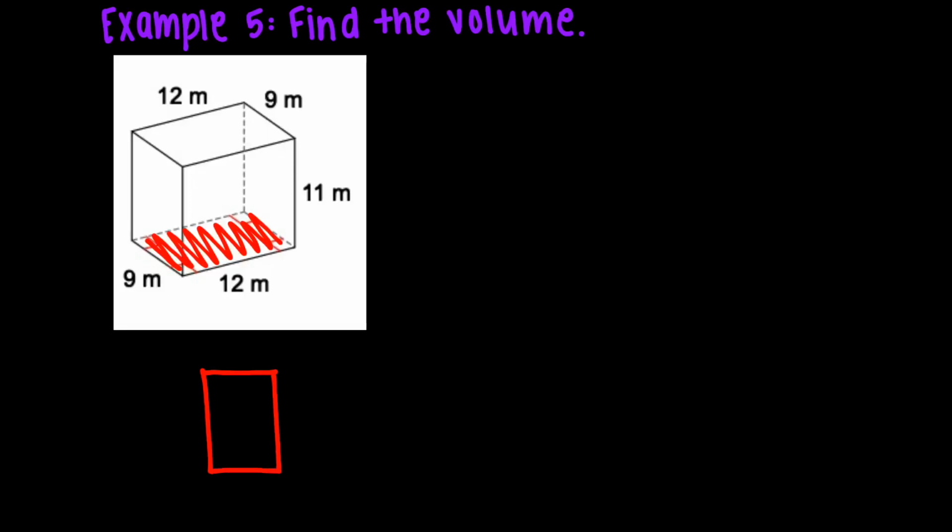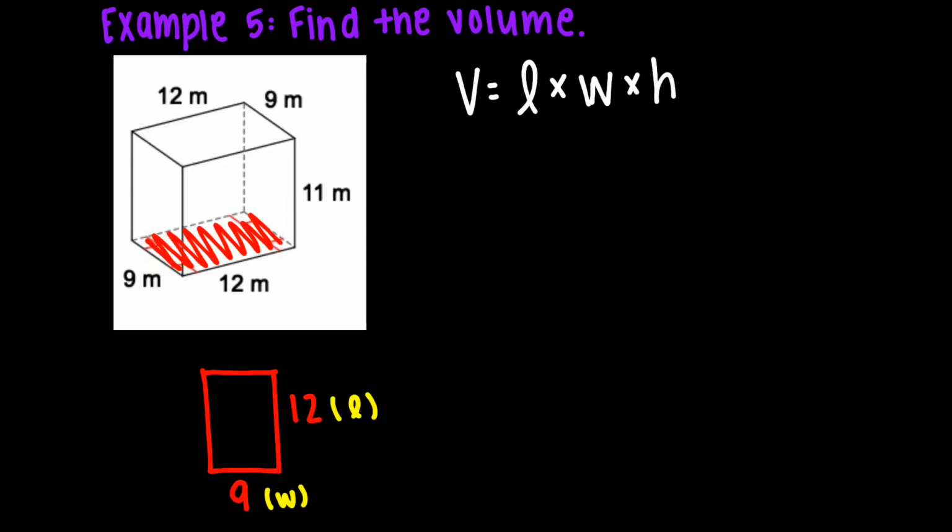So that bottom measurement is going to be 9, and then the measurement to the right is going to be 12. So remember, I am going to label my 9 as my width, my W, and my 12 as my length. I'm just going to keep consistent with that, that way there's no confusion on what's what. And remember, your volume formula for rectangular prisms is length times width times height. So I already have my length, I have my width. The last thing I need to do is find my height.